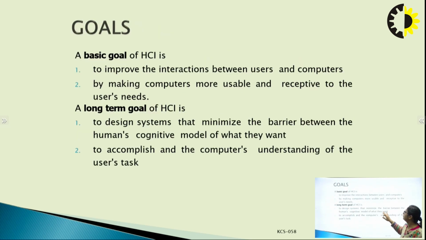Okay, so what are the basic goals of HCI? The basic goals of human computer interaction are to improve the interaction between users and the computer. How do you improve the interaction? By making the interface user friendly, and by making the computer more usable and receptive to the user's needs. If you fulfill all the needs with the interface, users will be attracted to your interface.